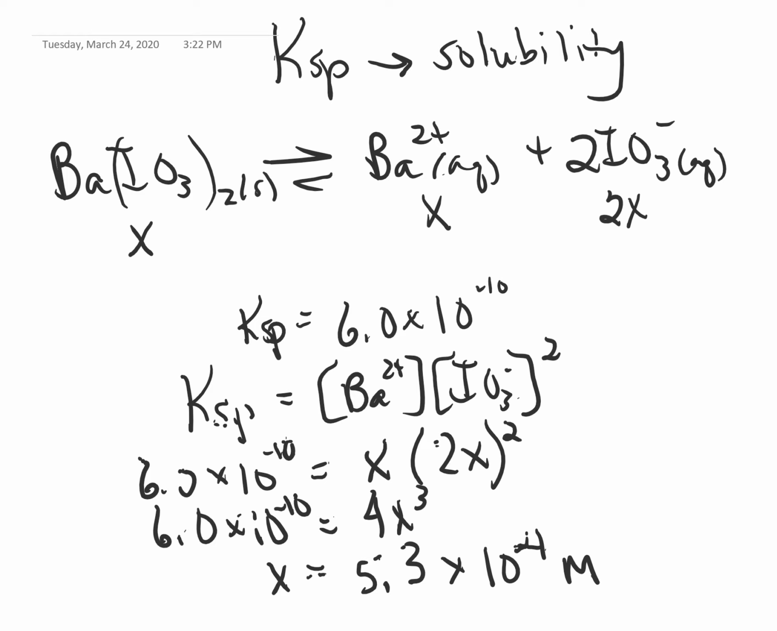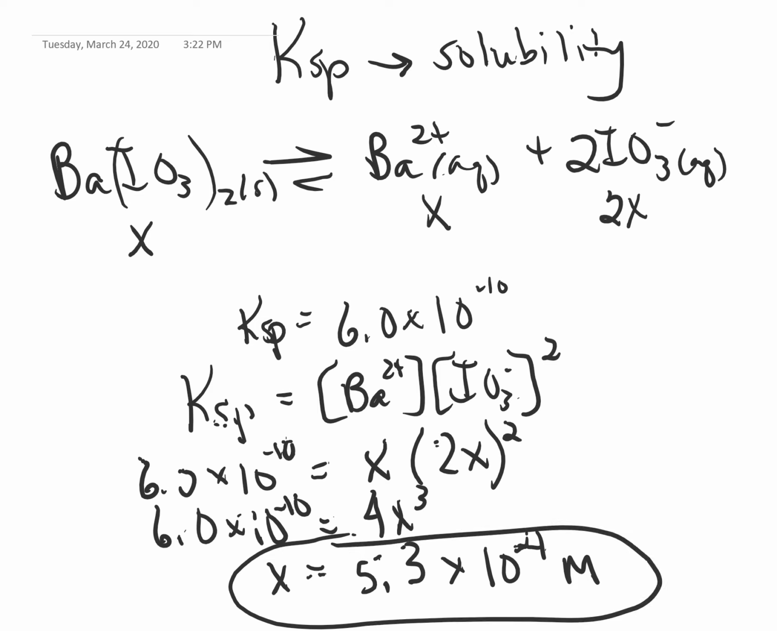Okay, and that's telling me X, which is the molar solubility of the BaIO3. So that's how you can go from solubility to Ksp and back and forth. And in our next lecture, we'll look at adding a common ion.